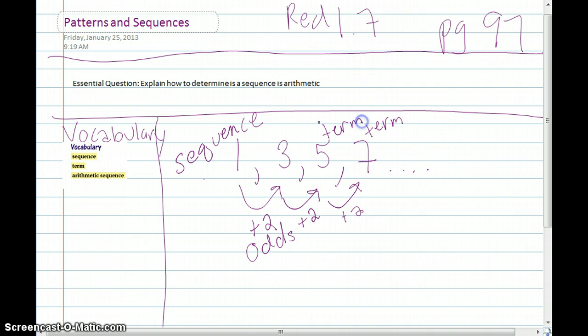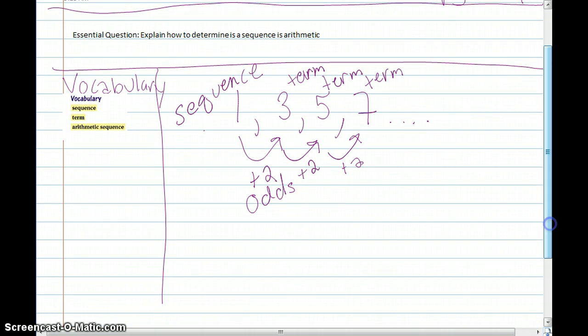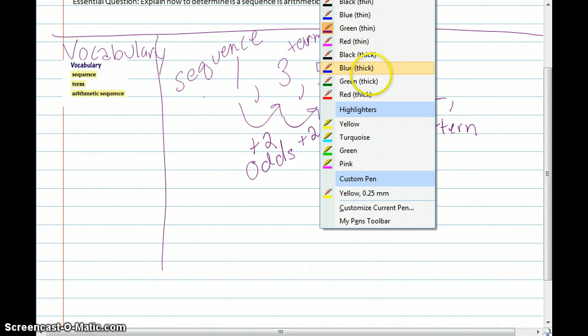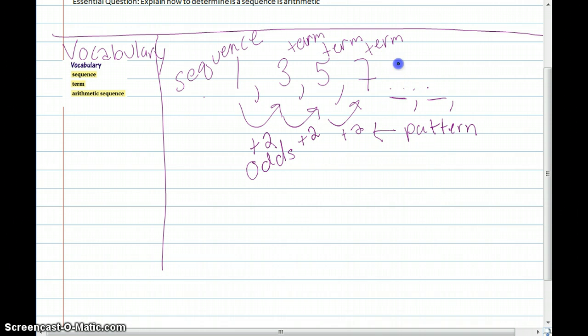So that's your vocabulary. And your job is going to be to figure out, A, is there a pattern? And what that pattern might be. In this case, it's +2. And then what are the additional 3 terms? Well, the next 3 terms in this case would be the next 3 odd numbers, 9, 11, and 13.